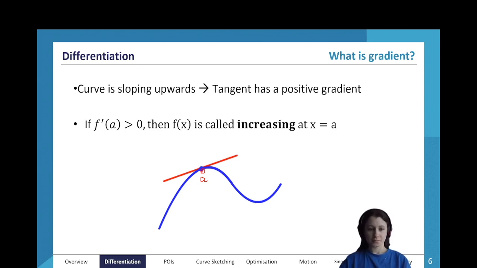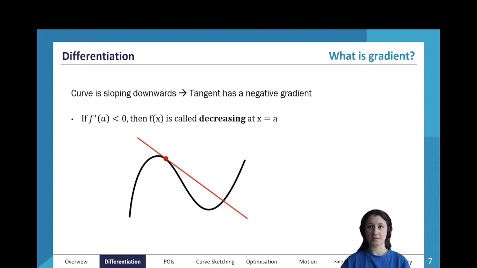So, if the derivative at a certain value A is greater than 0, then we colloquially say that the function f of x is increasing at that coordinate A.